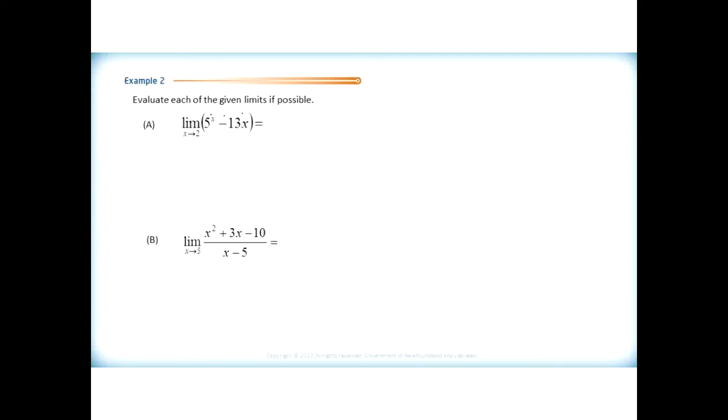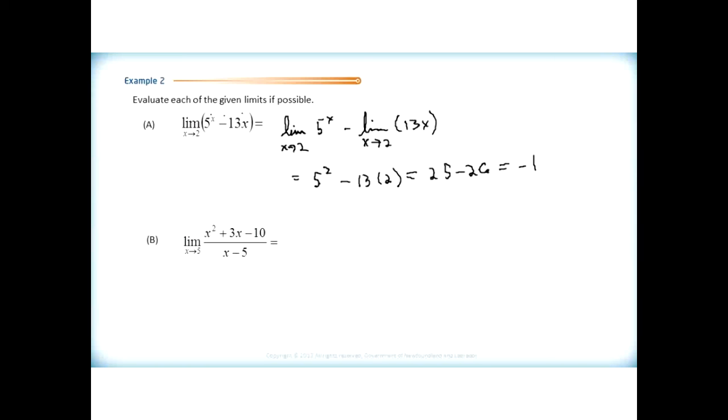But we have a limit law, as we saw, that says we can simply split this up. So it's the limit as x approaches 2 of 5 to the power of x minus the limit as x approaches 2 of 13x. So all I have to do now is fill in my values. As x approaches 2 of 5 to the power of x, we get 5 squared. And as x approaches 2 of 13x, we get 13 times 2. So our limit here is going to be 25 minus 26. So we have a limit of negative 1. Okay, so pretty straightforward there.